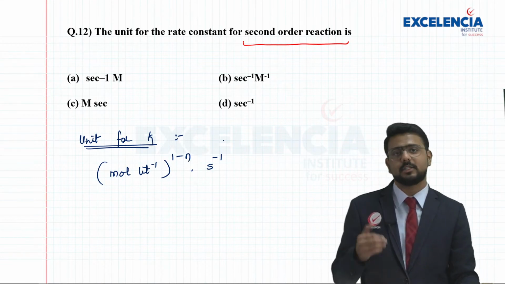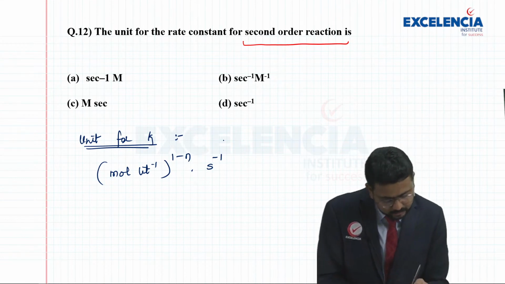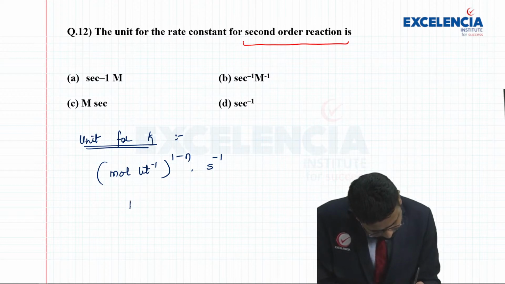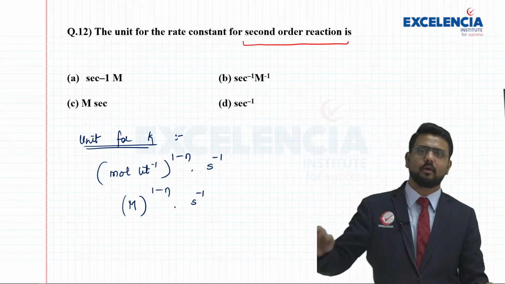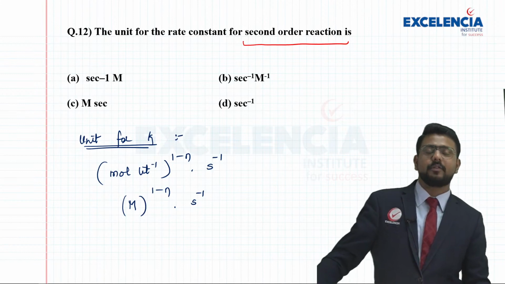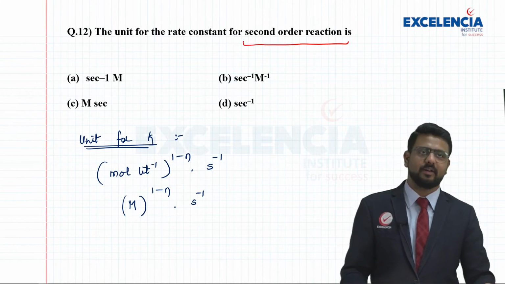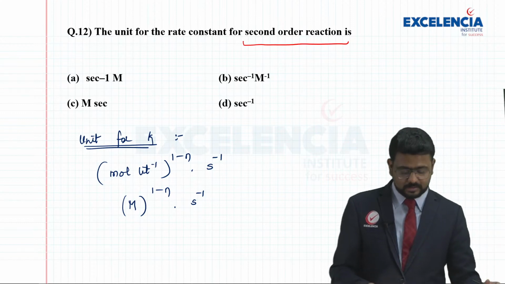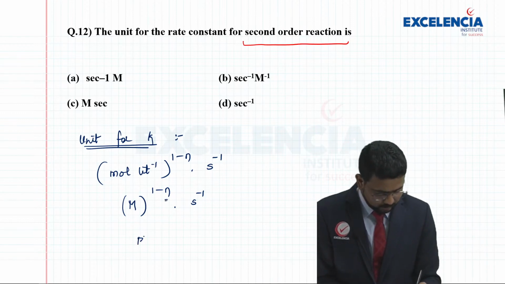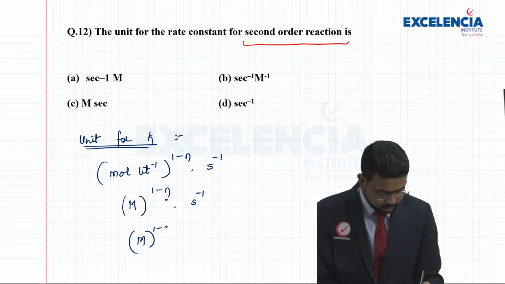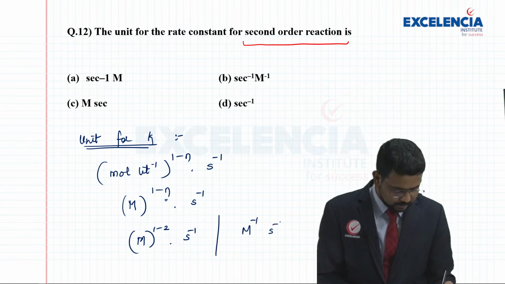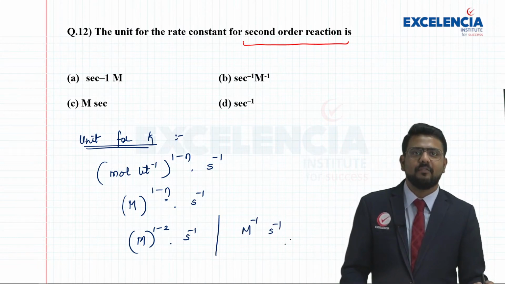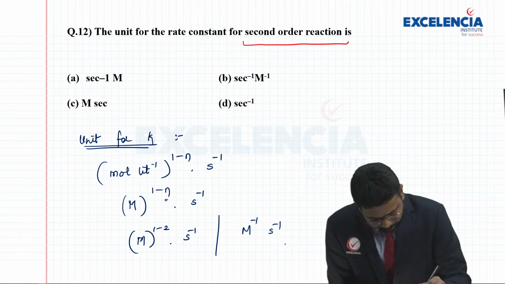Now this moles per liter is basically your molarity, right? So instead of writing this as moles per liter, we can put this as capital M to the power 1 minus n, s to the power minus 1, wherein n here is nothing but the order of the reaction. Now here they are saying that it is a second order reaction, right? So if I put here M to the power 1 minus 2, s to the power minus 1, basically it is M inverse s inverse, right? So definitely here your answer should be B.